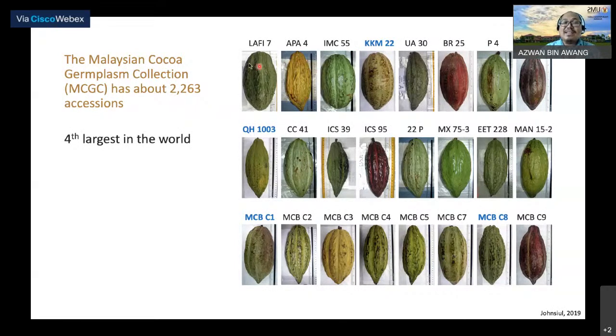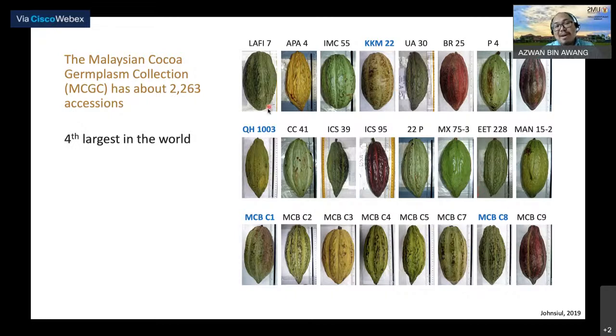So you can see the different types of cocoa here with the names, they have names, yeah. This is called Laffy 7, right? They have some KKM22, right? Some MCBs. These names sometimes indicate the origins of the cocoa or the company or institute that produced them. For example, KKM is called Clone Cocoa Mardi. MCB is Malaysian Cocoa Board. Queen Hill, QH, is from Queen Hill in Tawau.